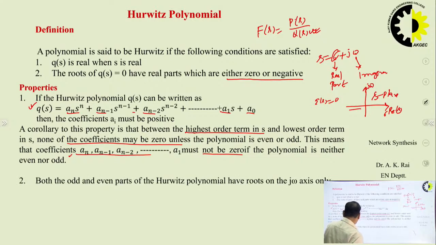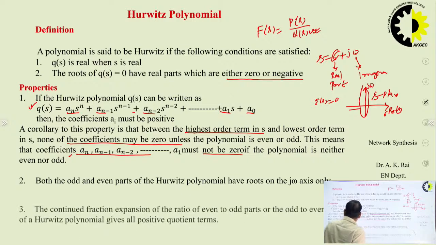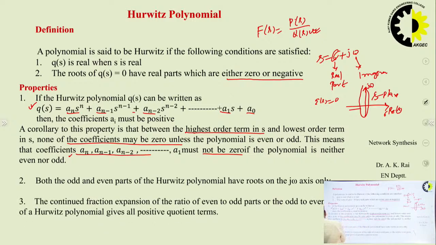Then the second property is both the even and odd parts of a Hurwitz polynomial have roots on the j omega axis. This is your j omega axis. Then this is very important, to carry out the test whether the given polynomial is Hurwitz or not. What we do, we carry out the continued fraction expansion of the ratio of even to odd parts or odd to even parts of a Hurwitz polynomial, which gives all positive quotients.